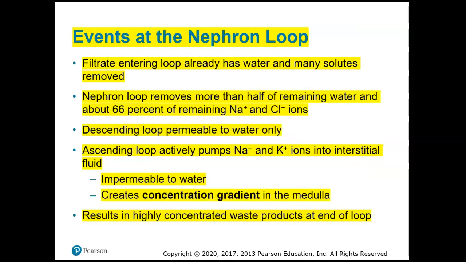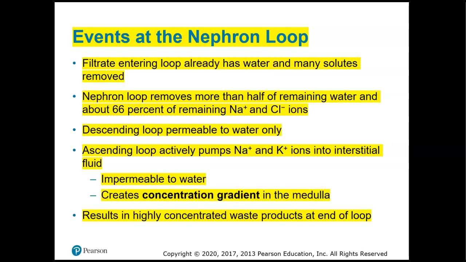Okay, now the summary of the events at the nephron loop. The filtrate entering the loop already has water and many solutes removed. So the nephron loop removes more than half of the remaining water and about 66% of the remaining sodium and chloride ions. The descending loop, remember, is permeable only to water.